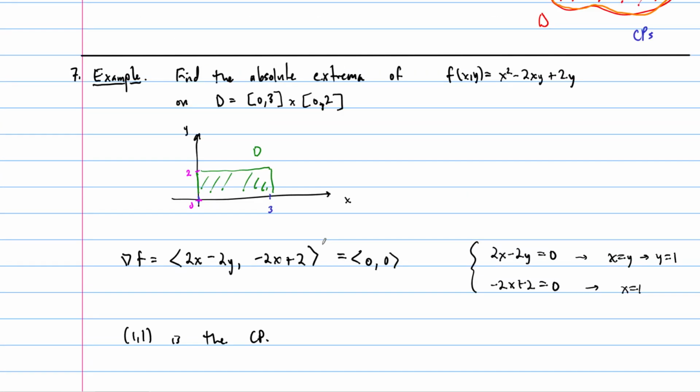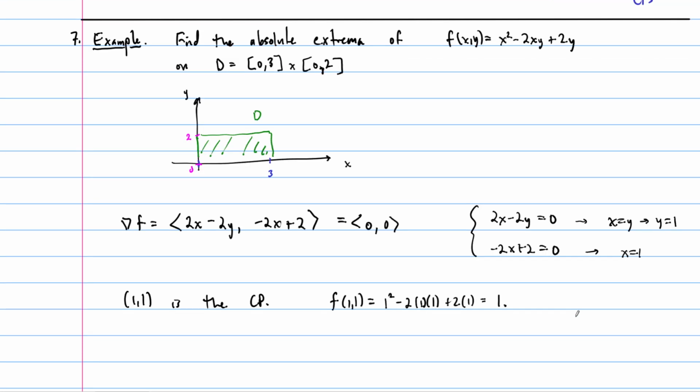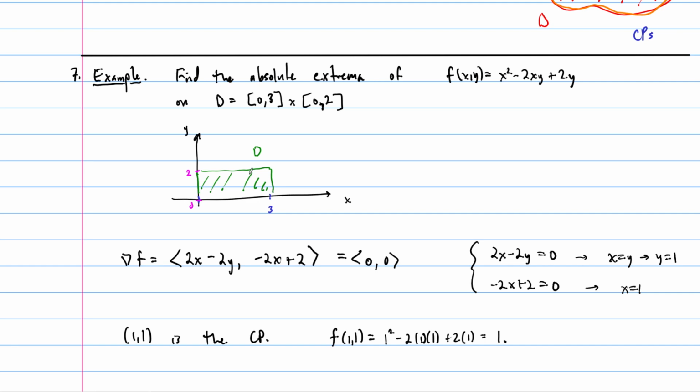So now what do we have to do? Well, we have to check the value of that. So let's compute f(1,1). This is going to be equal to 1² − 2·1·1 + 2·1. All right, and so this is just 1 minus 2 plus 2, so there's just 1. Now what we also have to do is check the boundary.